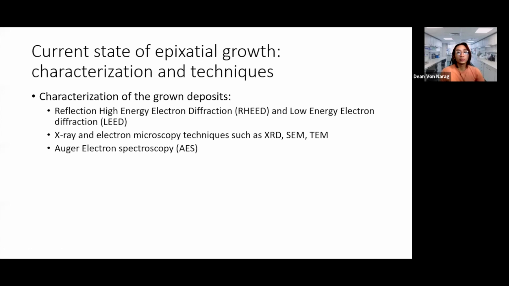Now we move on to the current state of epitaxial growth, focusing on the characterization and growth techniques. So for characterization of grown deposits, we have these techniques here. So we have reflection high energy electron diffraction, low energy electron diffraction, X-ray, XRD, and some electron microscopy techniques. So XRD, SEM, TEM, Auger electron spectroscopy, AES. So we also have atomic force microscopy, things like that.